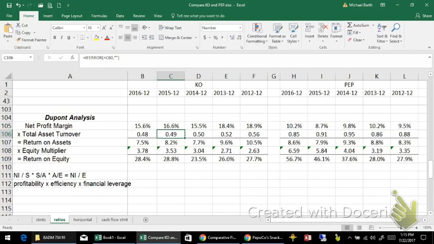So what we see here is when we get to return on assets, Pepsi Cola has a slight edge, and the Coca Cola used to have an edge, but it's been declining, and mostly it's declining because the profitability is declining. But we also see an erosion here in the sales per dollar of assets. The financial leverage, if you multiply the equity multiplier times the return on assets, you get the return on equity.